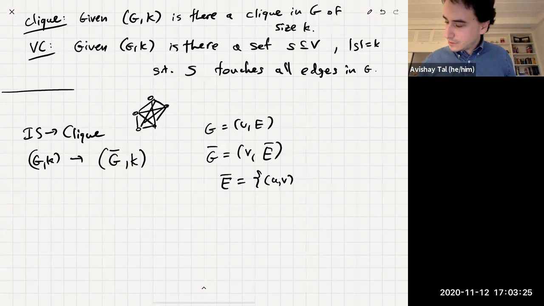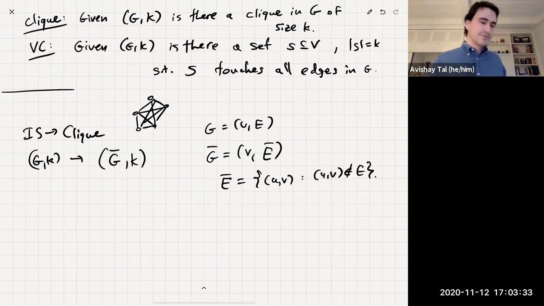So this is just all the pairs. It's a very simple reduction, and it's a very simple way to show that this is indeed a Karp reduction: G, k is in independent set if and only if G complement, k is in clique.